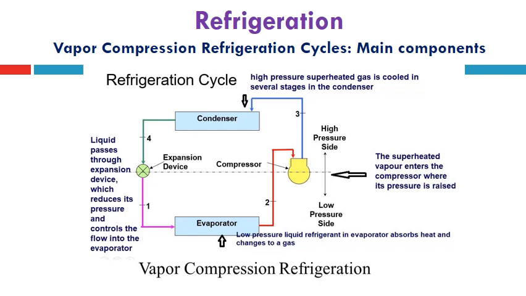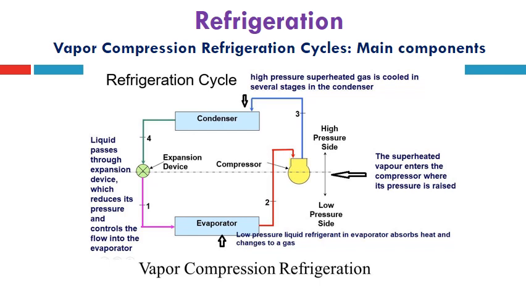This slide presents the 4 main components of vapor compression refrigeration cycle, which are the evaporator, the compressor, the condenser, and then the expansion device. Inside the evaporator, we find that the low pressure liquid refrigerant absorbs heat and changes to gas. Then the compressor increases the pressure of the refrigerant from evaporating pressure to condensation pressure using the work absorbed from the surrounding in a manner of electrical power.